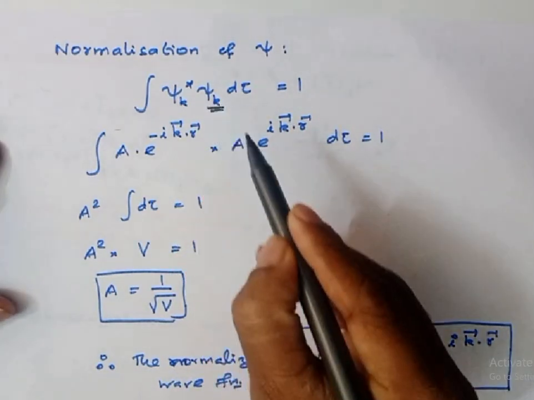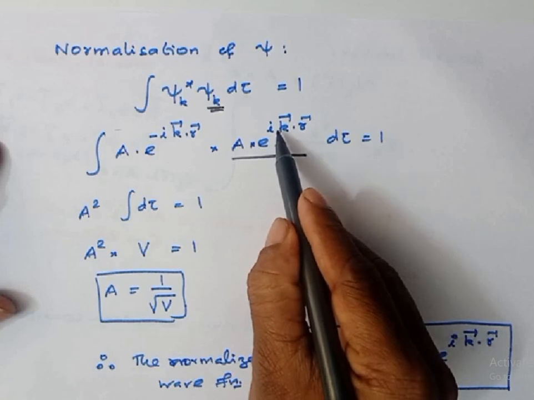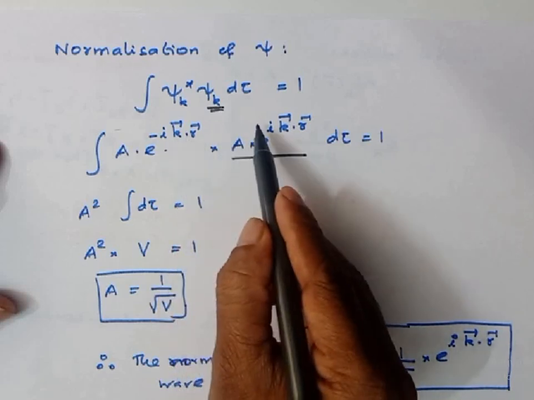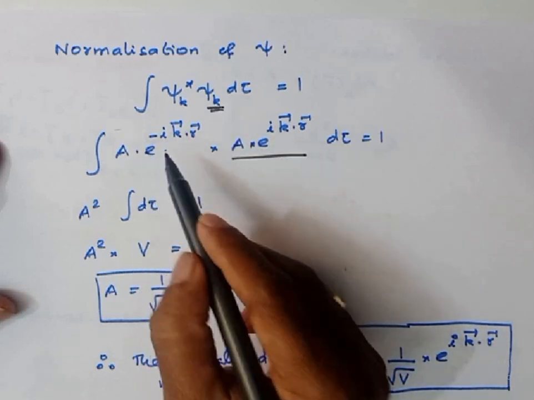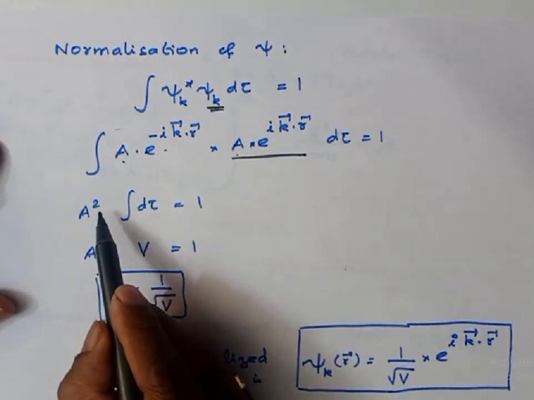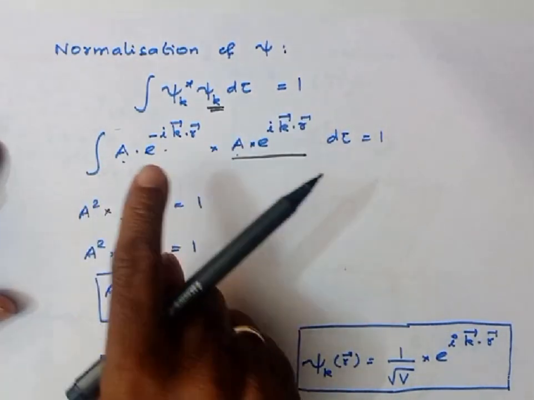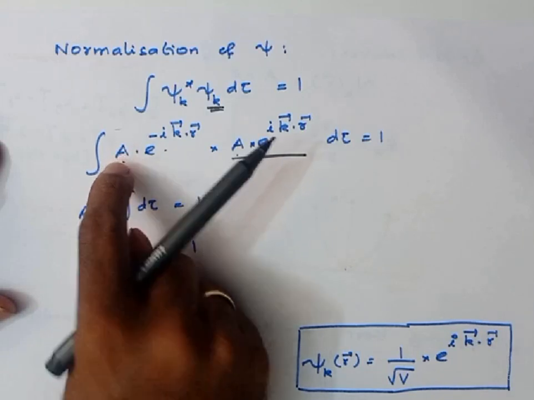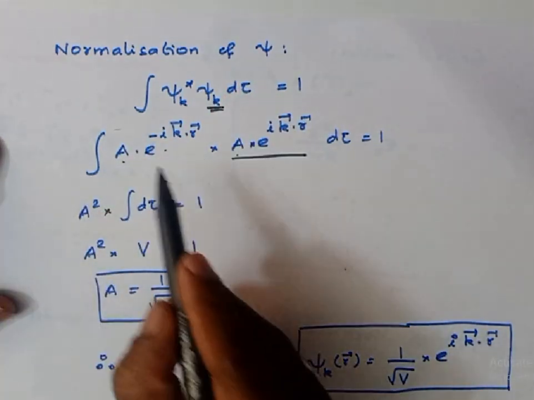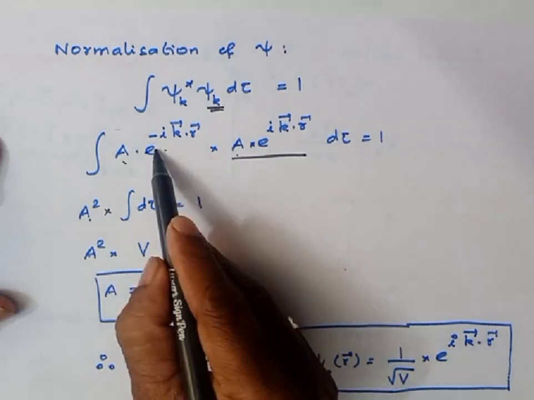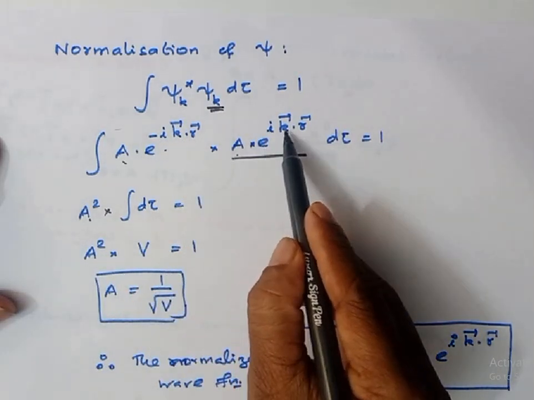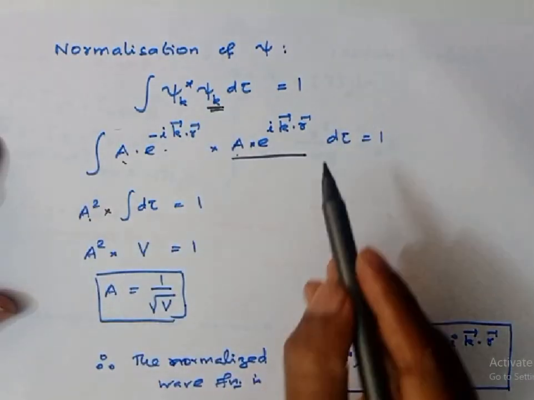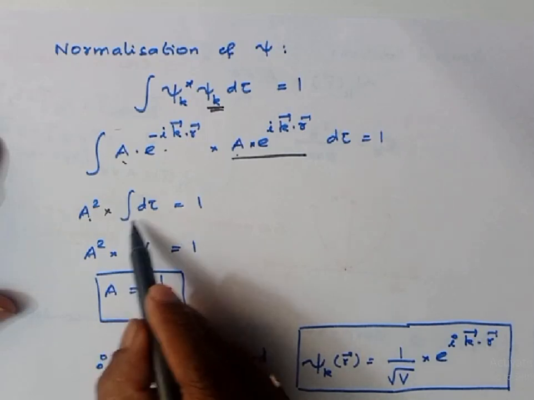What is the expression for psi k? Psi k is equal to A into e power i k dot r. And what is psi star? Psi star means instead of i you put minus i, that's all, and write the expression as such. A into A is A square. As we are interested only in the magnitude, I am not putting any star over A, we are interested only in the magnitude of the normalization constant. So A into A is A square, and e power minus ik dot r, e power plus ik dot r, if I multiply I'll get e power 0. E power 0 is 1, so just leave it. So 1 into d tau is d tau, integral d tau equal to 1.